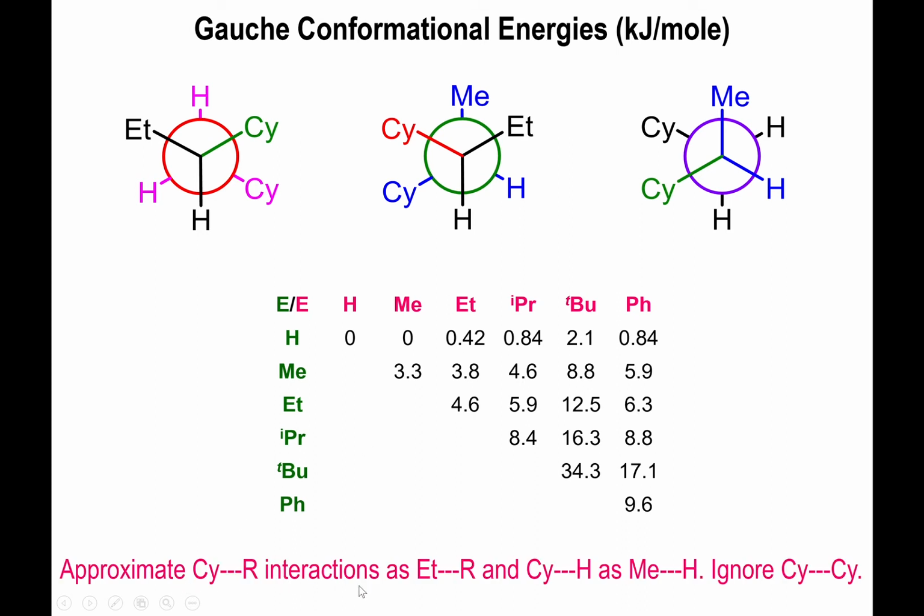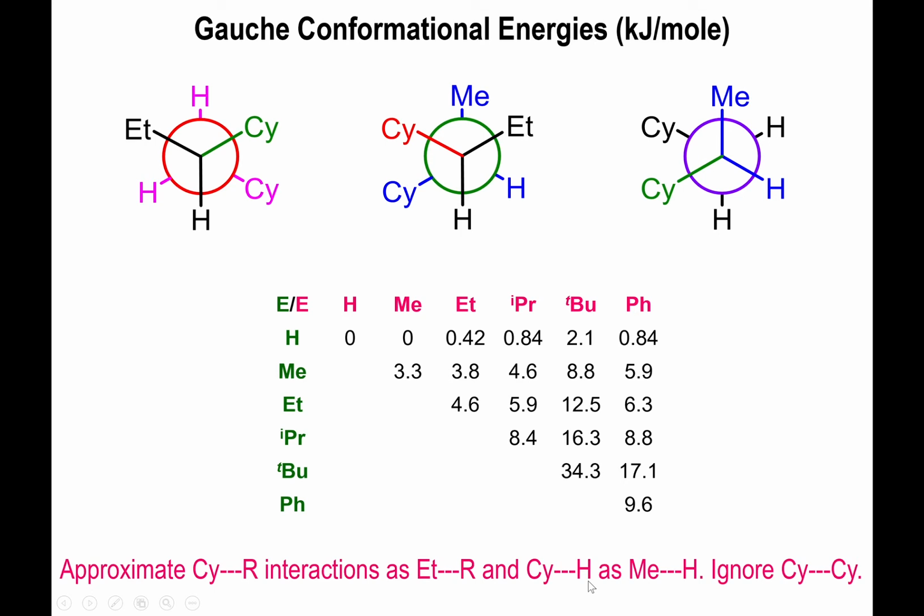Okay, so we're going to basically do that. Cyclohexane R, we'll treat it as ethyl. Yeah, we'll treat it as ethyl interactions just to make it a little bit more robust. So not methyl, but rather ethyl. All right, so as I said, we're going to ignore the cyclohexane to cyclohexane interaction. Methyl to hydrogen, it's going to be treated as cyclohexane to hydrogen.